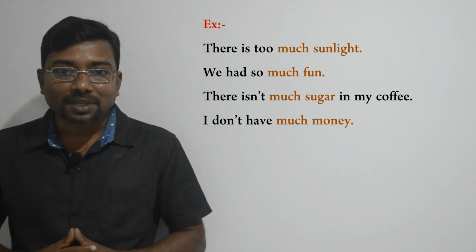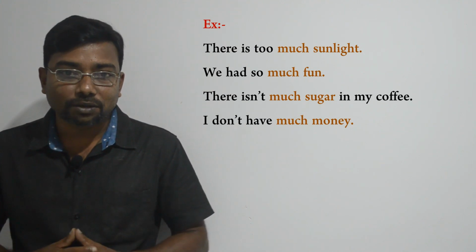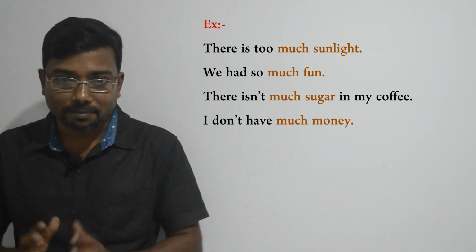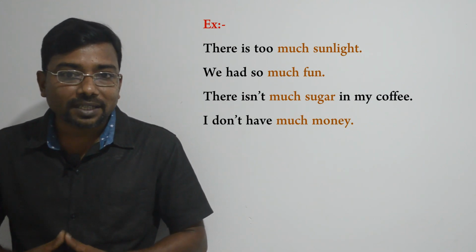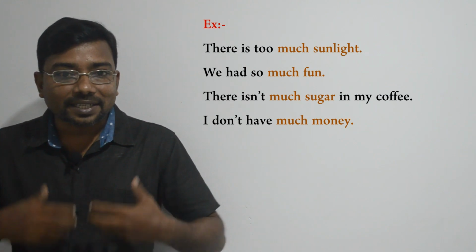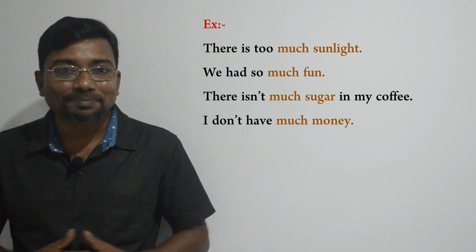Look at the next one. I don't have much money. Here also we use much before the noun money. Because money is also an uncountable noun, we cannot count it with numbers. It indicates I have little money. Okay everyone, in this lesson I mentioned how to use much and many. Remember again, many we always use with a plural countable noun which can be counted with numbers, and much we always use with an uncountable noun to show its indefinite amount.